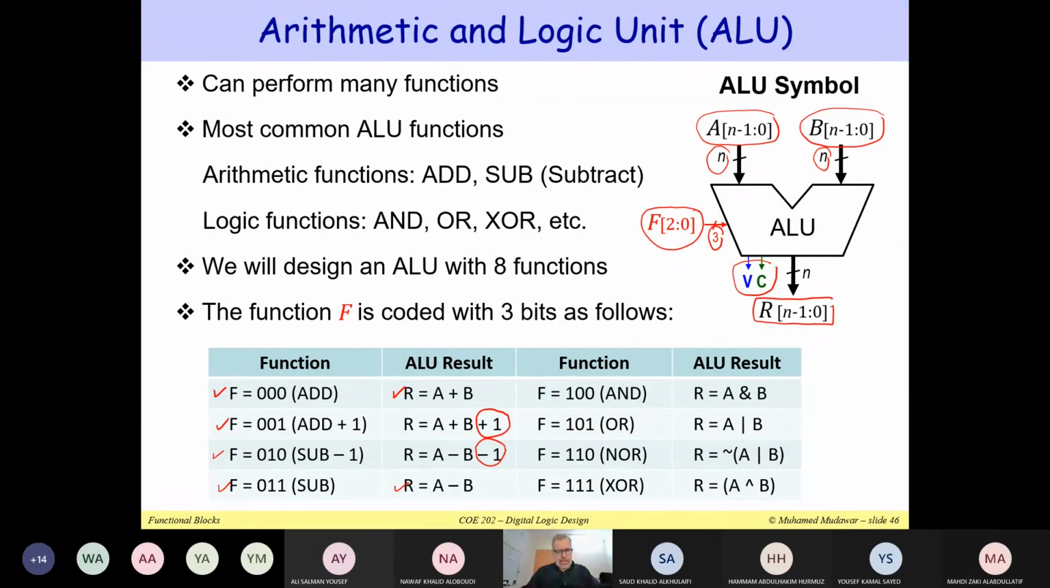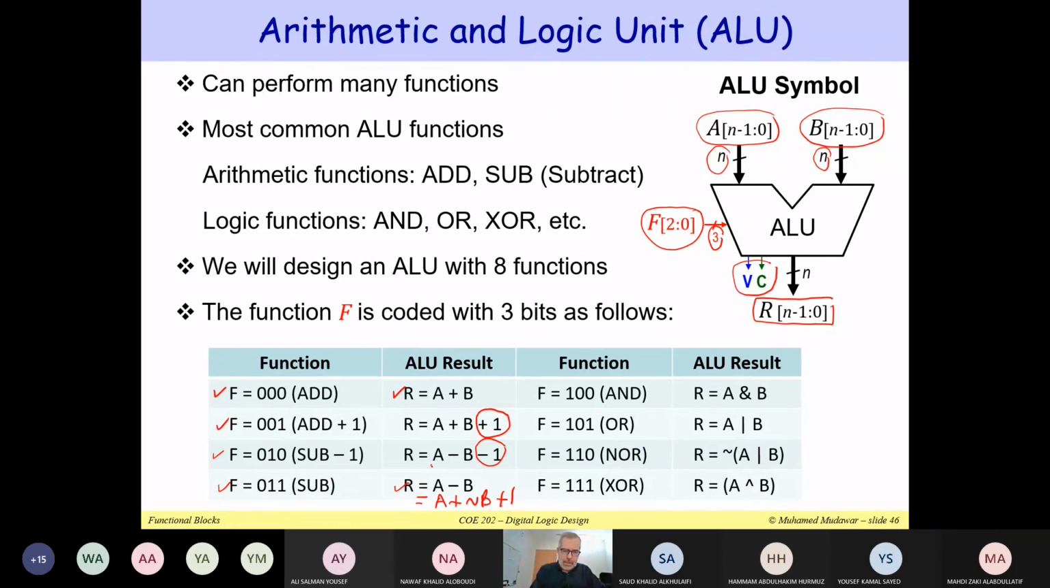Right. So in the case of R equal to A minus B, in the case of subtraction, it will be A plus the 2's complement of B. So I can write it as A plus not B plus 1. Okay, not B here is the 1's complement of B.